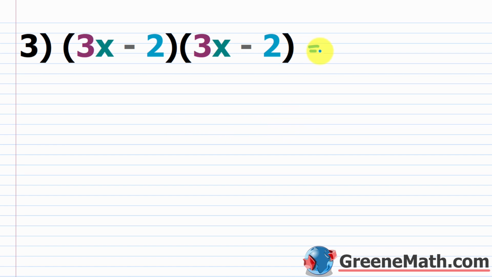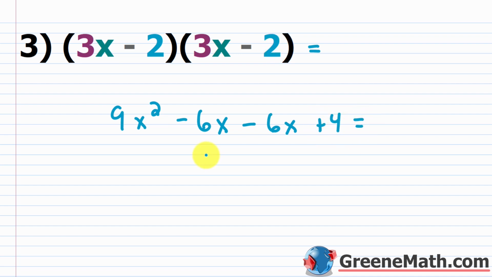Okay, so with FOIL, it's the first terms. So 3x times 3x. So that would be 3 times 3, which is 9. And then x times x is x squared. It's the outer terms. So 3x times negative 2. So that's going to be minus 3 times 2 is 6. X comes along for the ride. The inner terms, or the inside terms as some people say. So you have negative 2 times 3x. That would be minus 2 times 3 is 6. And then you get your x there. That comes along for the ride. And then your last terms. So negative 2 times negative 2, which would be positive 4.